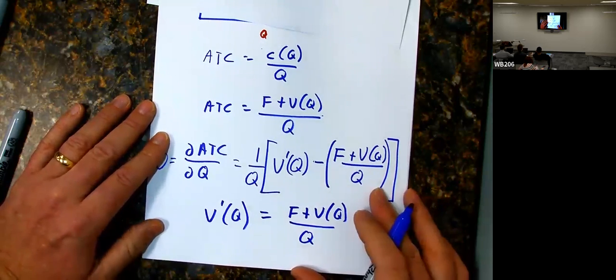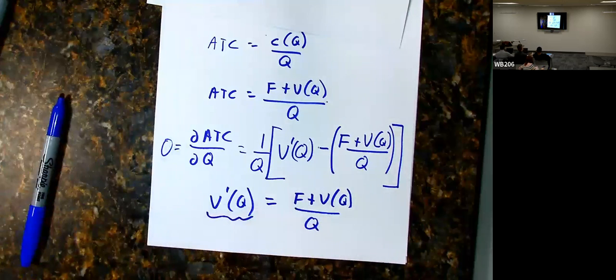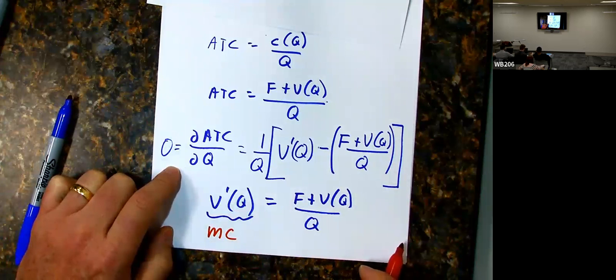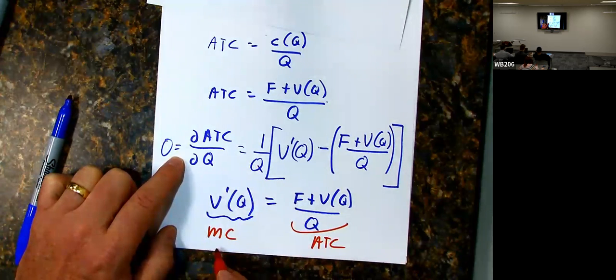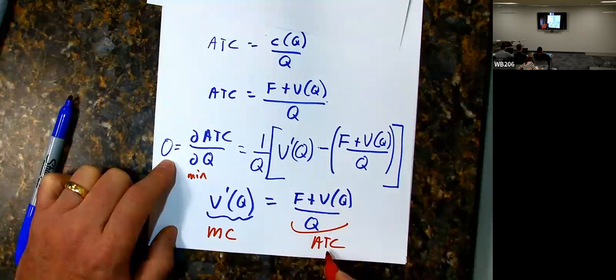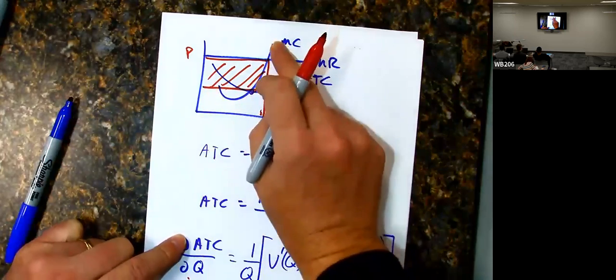we get this expression. And what is this expression saying? Well, this is marginal cost. The first derivative of our variable cost curve is our marginal cost curve. And this is our average total cost curve. So the average total cost curve is at its minimum when it is equal to the marginal cost curve. We've been finding the minimum here. And so here's our average total cost curve again. And when is that at its bottom? When it is equal to the marginal cost curve, which is what we've been drawing. The average total cost curve hits bottom where it intersects with the marginal cost curve.